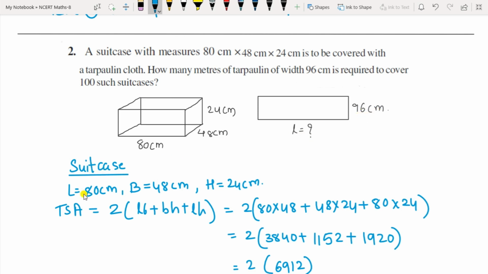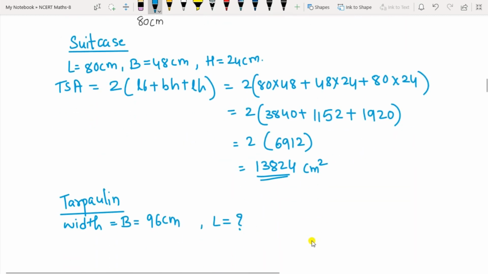So suitcase length, breadth and height is given. So find the total surface area, since you have to cover the whole with the tarpaulin cloth. So total surface area, apply the formula and solve it. You get the answer as 13824 centimeters square is the total surface area of the suitcase. Now what about tarpaulin? Width is given, that is breadth is given as 96 centimeter. You don't know the length, so you have to find the length.